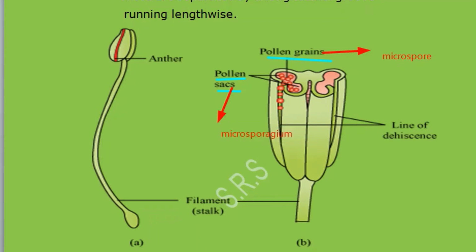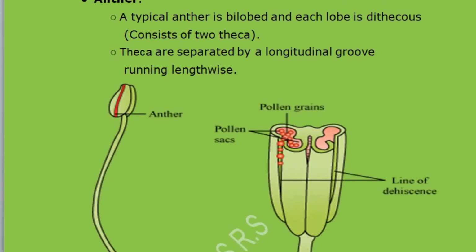So this is about the structure of stamen. I think it is clear. Two terms are very important: it is bilobed and dithecous. And the other term for pollen grain is microspore. The other term for pollen sac is microsporangium. When we use the term sporangium, it means singular. When we use the term sporangia, we are talking about several, it is a plural term. So microsporangium and microsporangia.